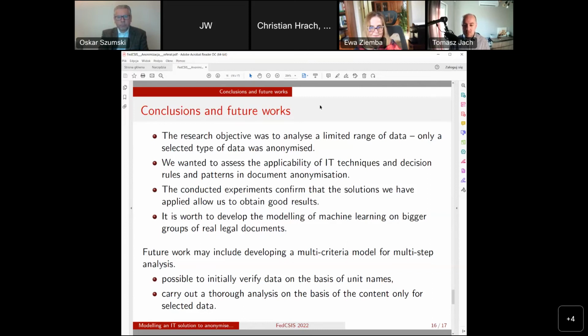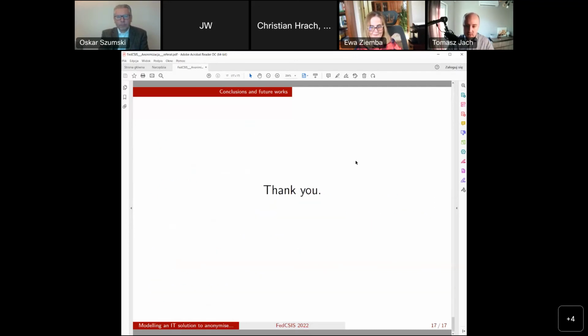It is worth developing the modeling of machine learning on a bigger group of real legal documents, because, as I said, for the Polish documents, there were only 16 of them, so a quite low number of real-life documents. The future work may include developing a multi-criteria model for a multi-step analysis, so possibly to initially verify the data, and then to provide a machine learning algorithm which is going to fine-tune or just work on this preliminary set of found data.